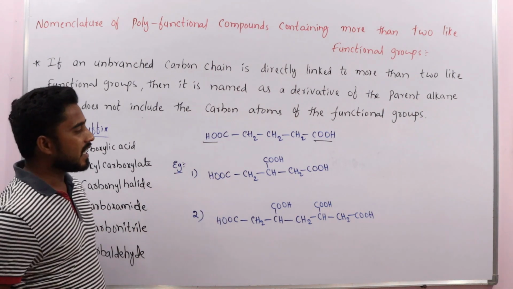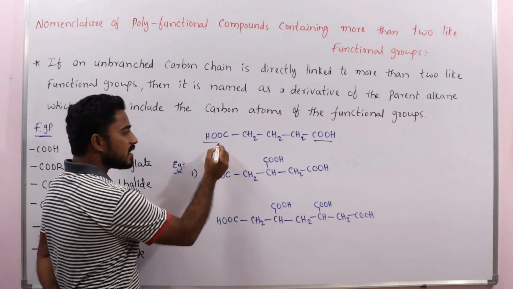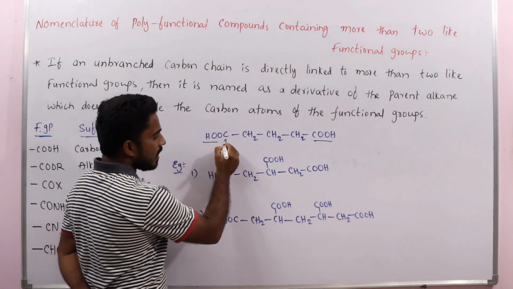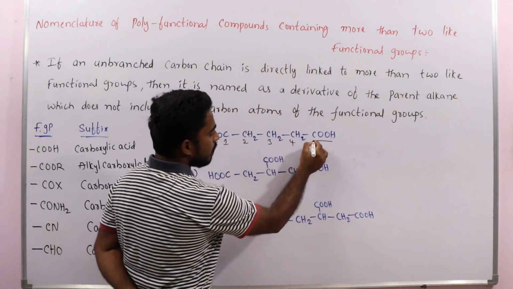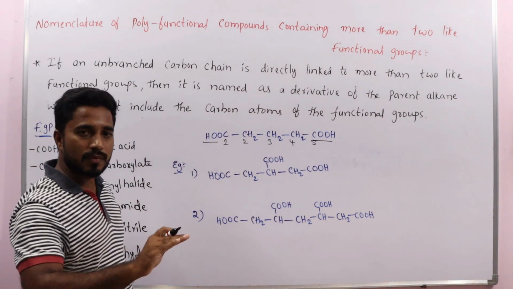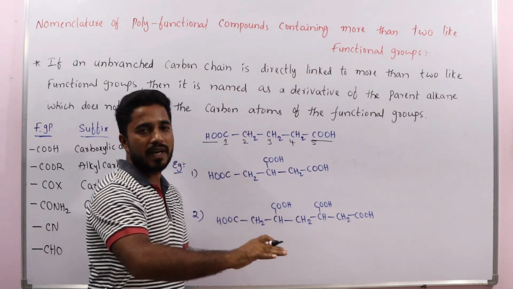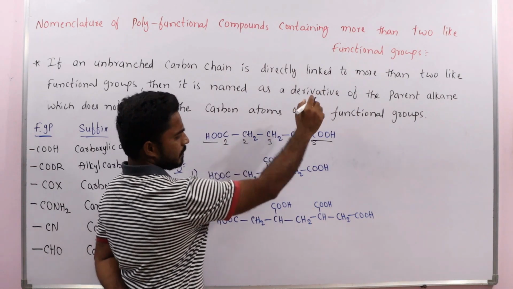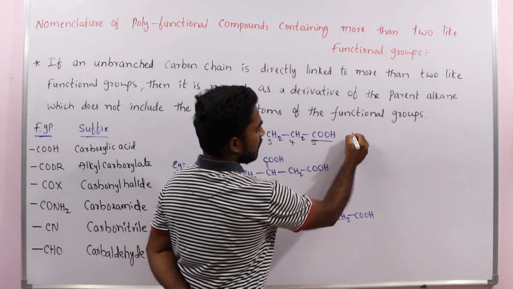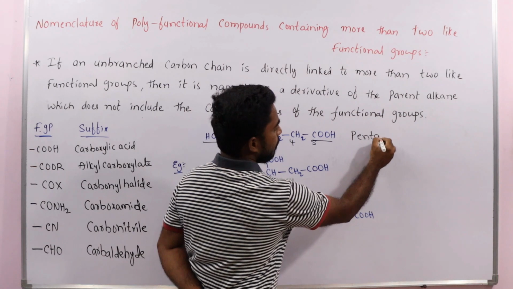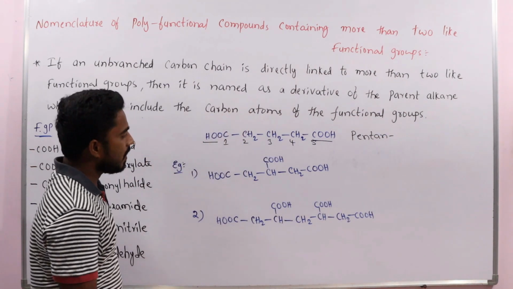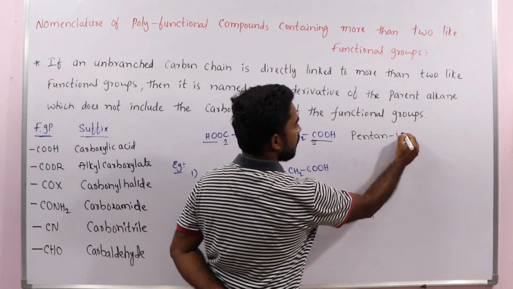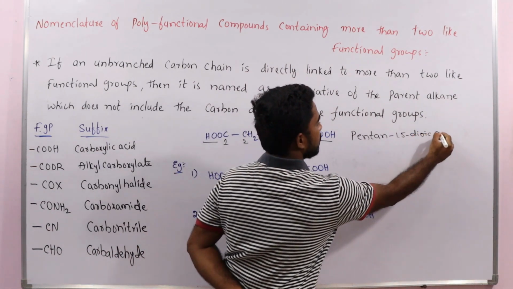COOH, COOH. In this case, we are including this functional carbon in the parent chain. That means we are starting numbering from here: 1, 2, 3, 4 and 5. That means the functional group carbon we are including in the parent chain. So then what is the name of this compound? Totally 5 carbons are there. That's why pentane. COOH at first and COOH at fifth position. That's pentane-1,5-dioic acid.